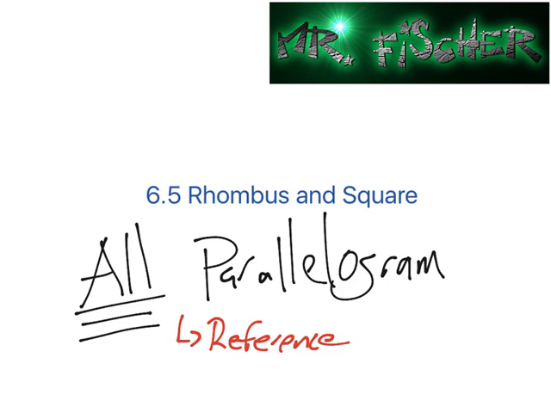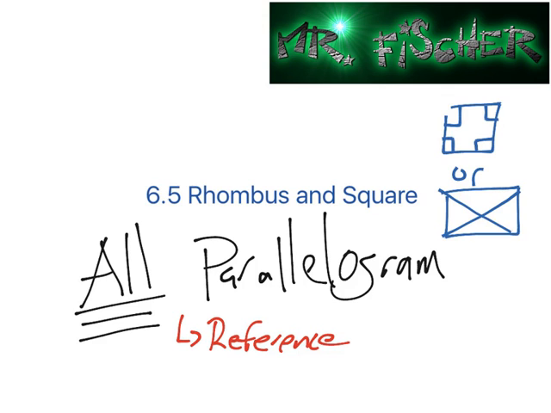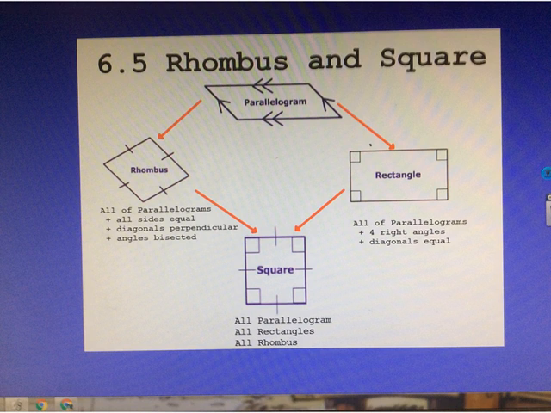Okay, you also need to know about rectangles. The only thing different from a parallelogram to a rectangle is that a rectangle has 4 right angles, or the diagonals are all congruent. Okay, one of these makes it a rectangle. Okay, here's the flow chart.